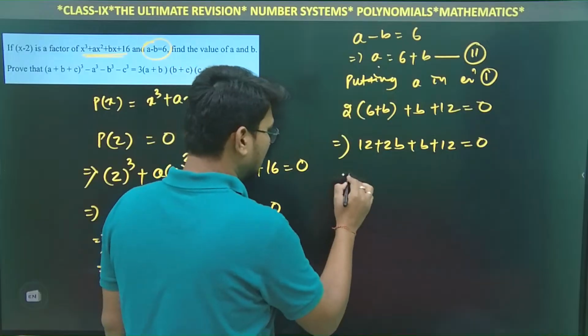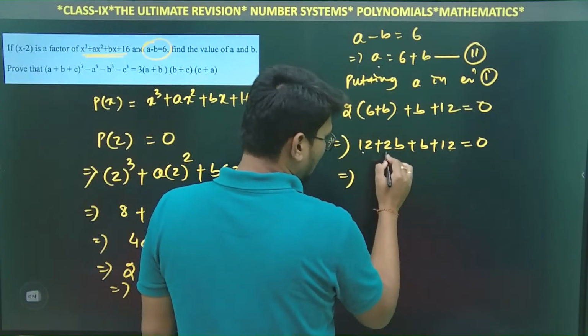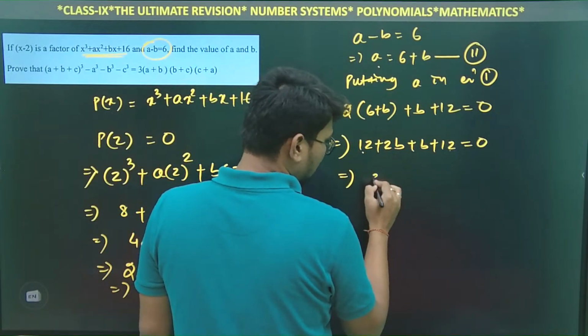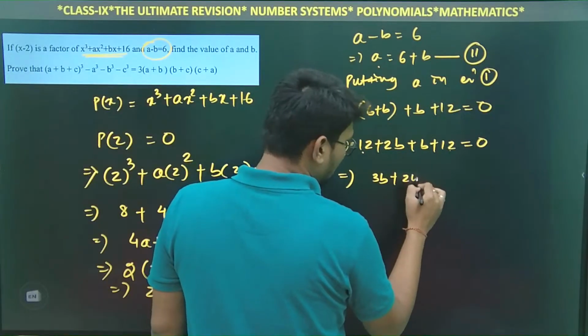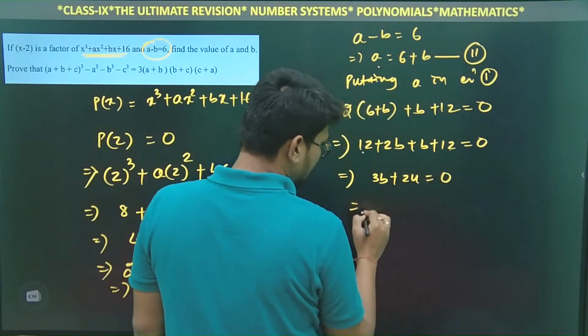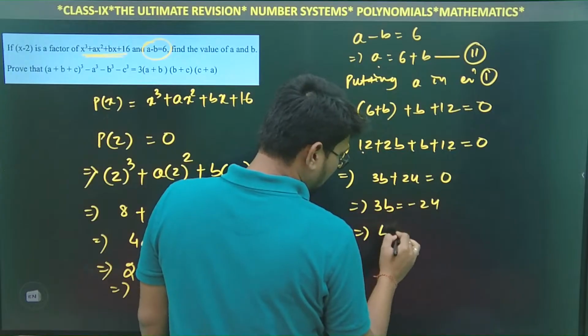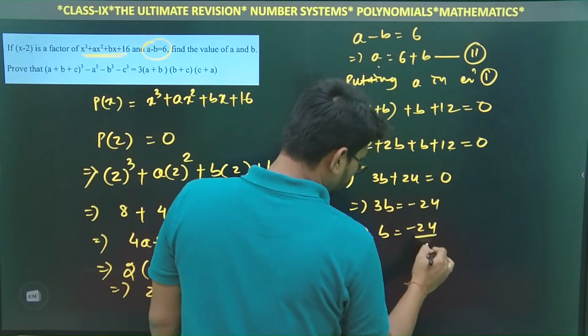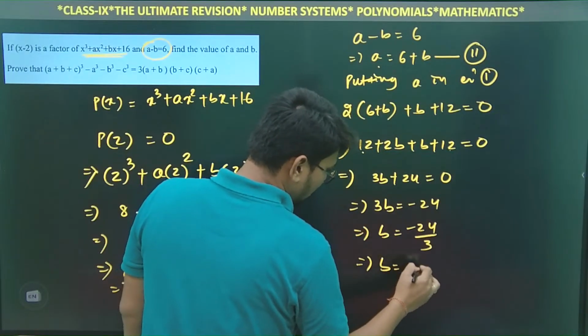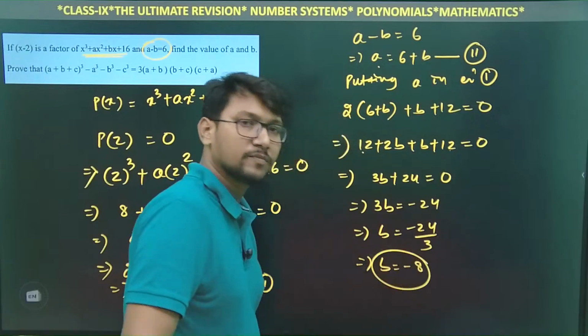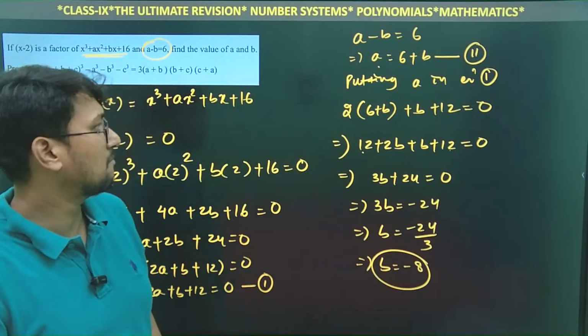Clear? Now check. 12 plus 12 is 24. 2b plus b is how much? 3b. So 3b plus 24 equals 0. Hence 3b equals minus 24, so b equals minus 24 by 3. This implies b equals minus 8. We have got b is minus 8.